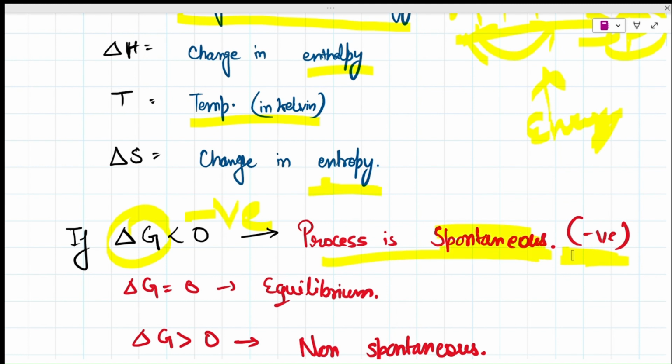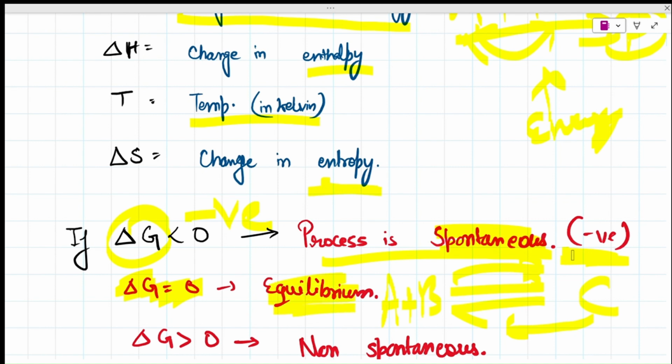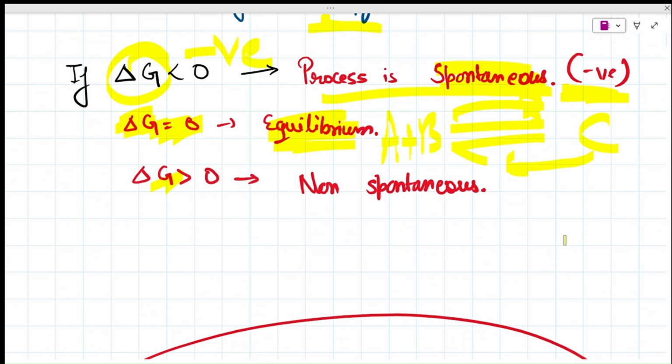While if the value of delta G is equal to 0, it means the rate of forward change is equal to the rate of backward change. A plus B will give C, but C can also transform into A plus B. That is what equilibrium is. While if the value of delta G is greater than 0, which means the value is positive, then the reaction is non-spontaneous.